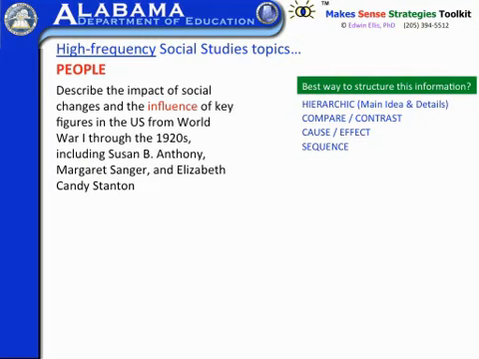Here's another one: describe the impact of social changes and the influence of key figures from World War I through the 20s, including Susan B. Anthony, Margaret Sanger, and Elizabeth Stanton. If we were to do that on a graphic organizer, I see the word influence, so that signals a cause and effect type relationship. But it could also be hierarchic in terms of what each individual person did.